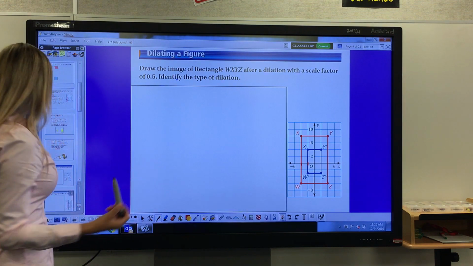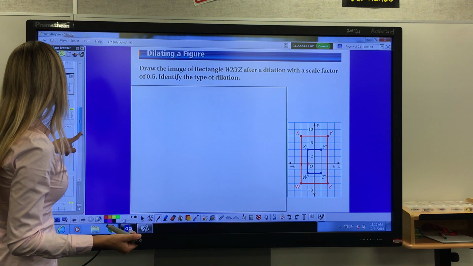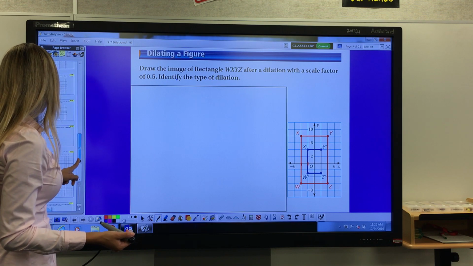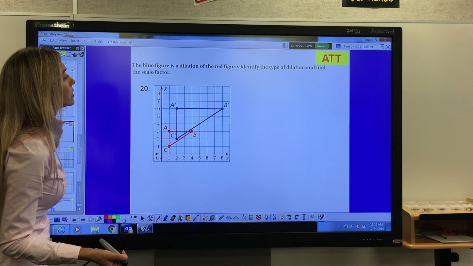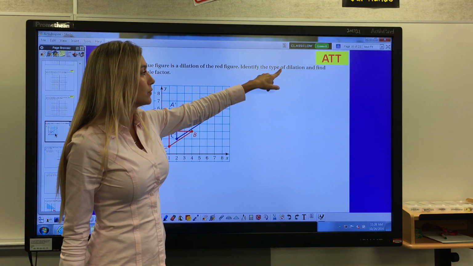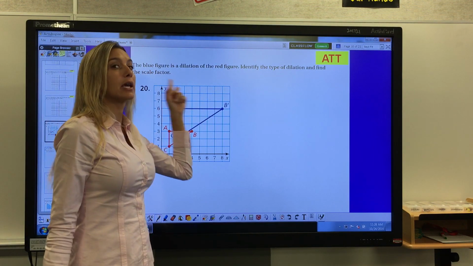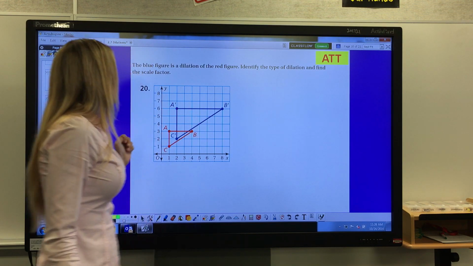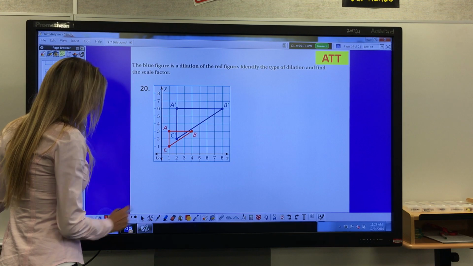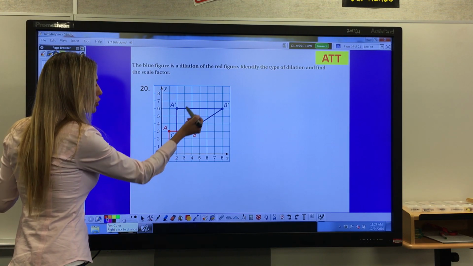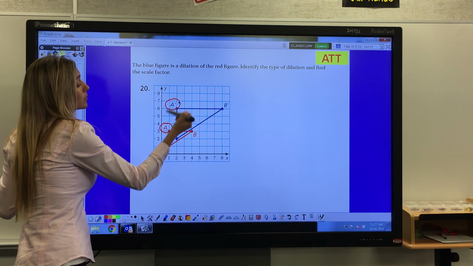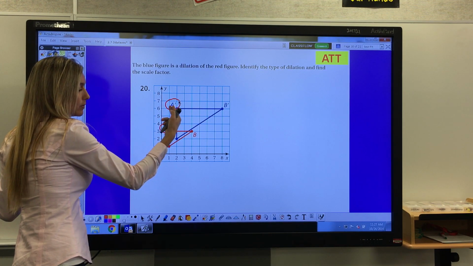Now I would like for you to also see that at times you will have to figure out what the scale factor actually is. Identify the dilation, the type of dilation, and find the scale factor. So if I look at it, I'm going from the red figure to the blue figure because I have an A and there's an A prime. So I started in here, I ended up over there.